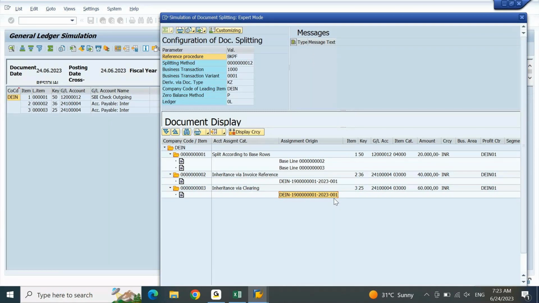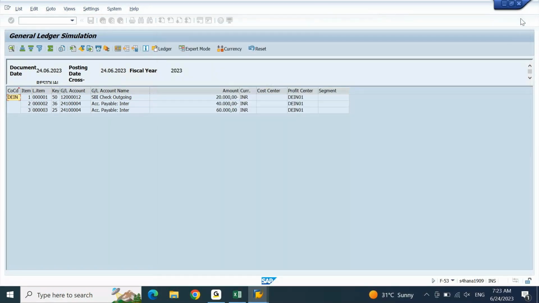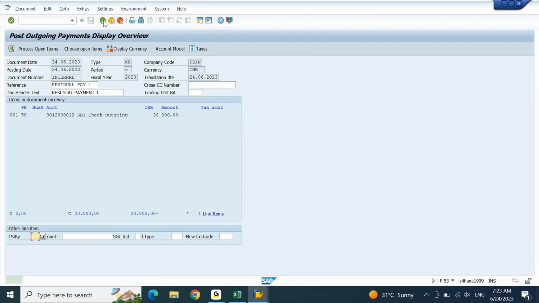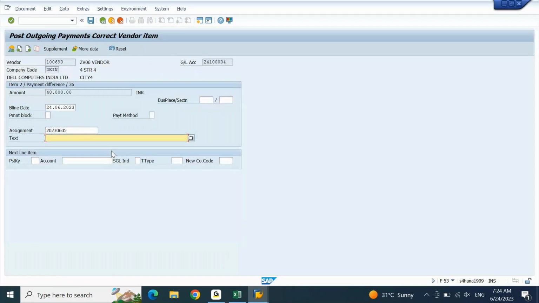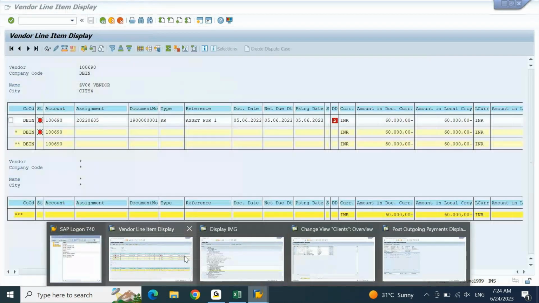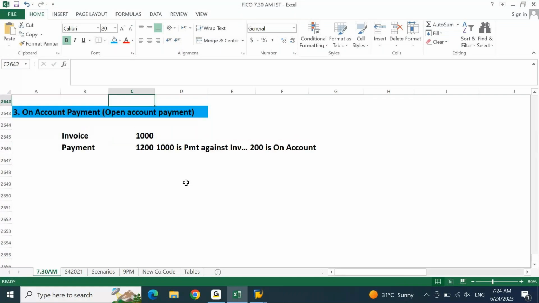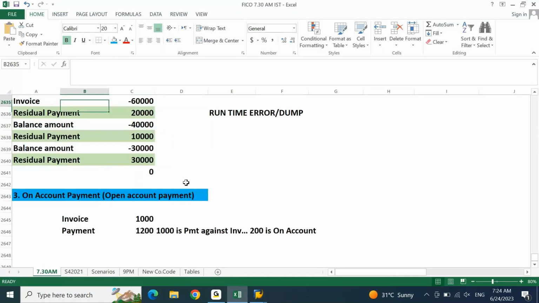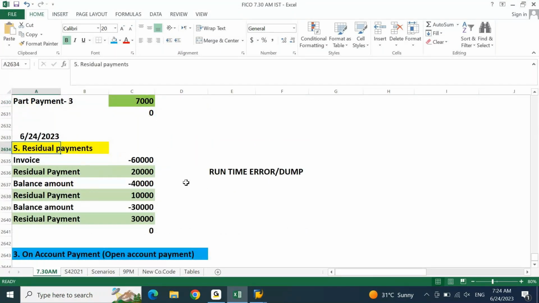Let me close this. I'll go back and simulate. Now we'll do it afterwards. Now we are at this stage. We understood why the error was coming. This is because of that group currency change.